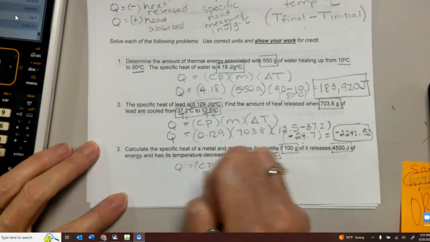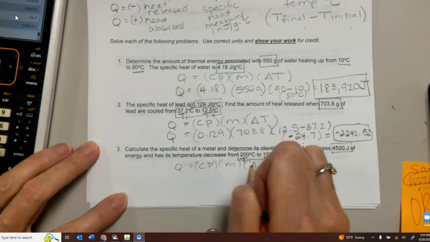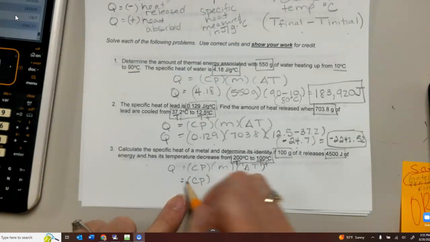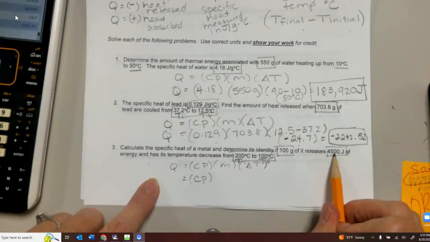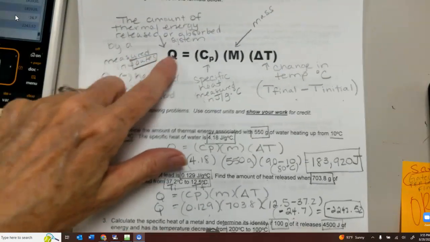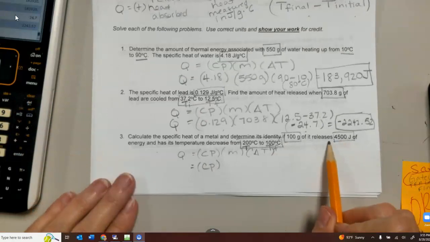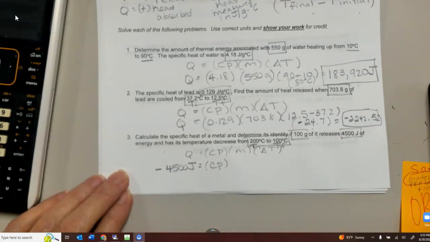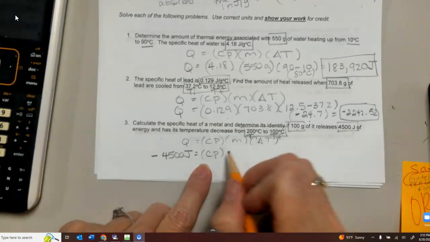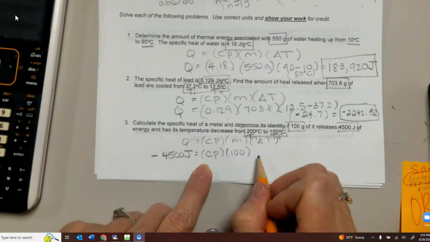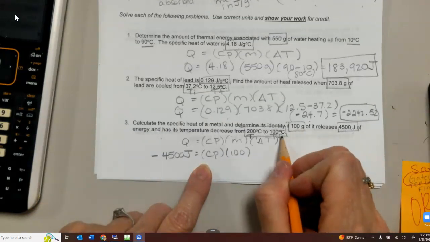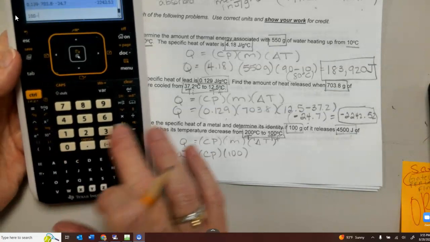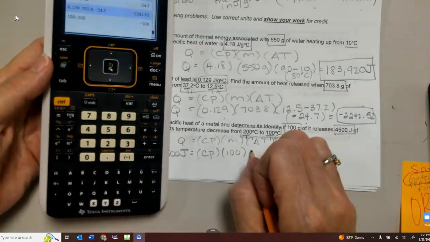Q equals Cp times my mass times my delta T. I'm calculating specific heat. This is what I don't know. This is my X. I do know Q, because what's measured in joules? My thermal energy. And it says it's released, so that's how I know it's negative 4,500 joules. So there's my negative number times my mass, or my mass is on the other side, sorry. And then if I subtract 100, which is my final temperature, minus 200, obviously that's a negative 100.